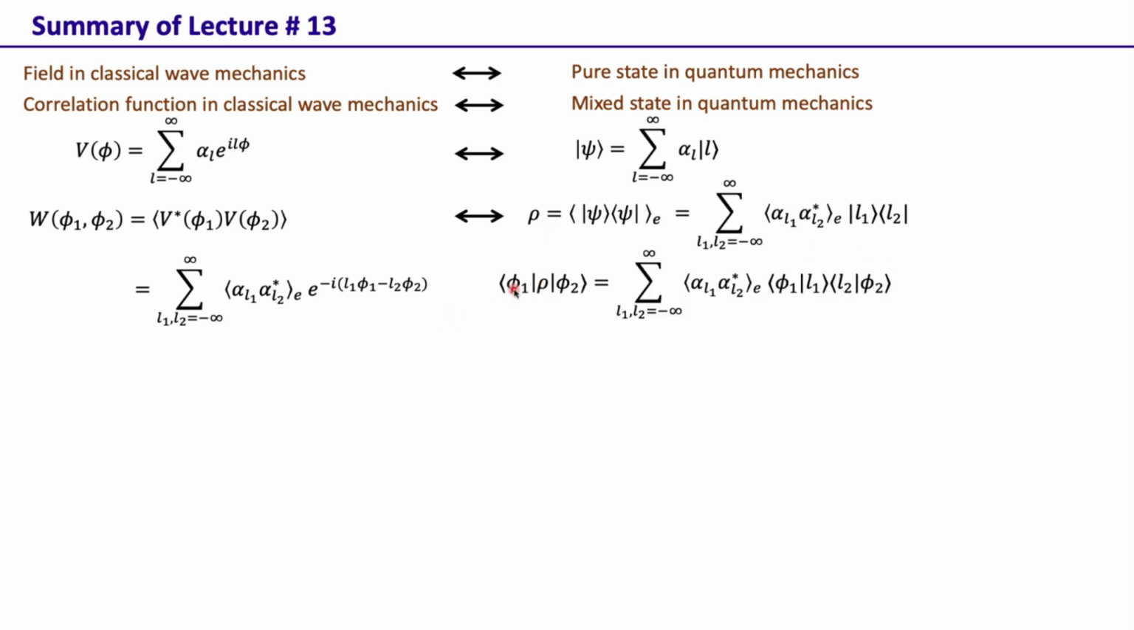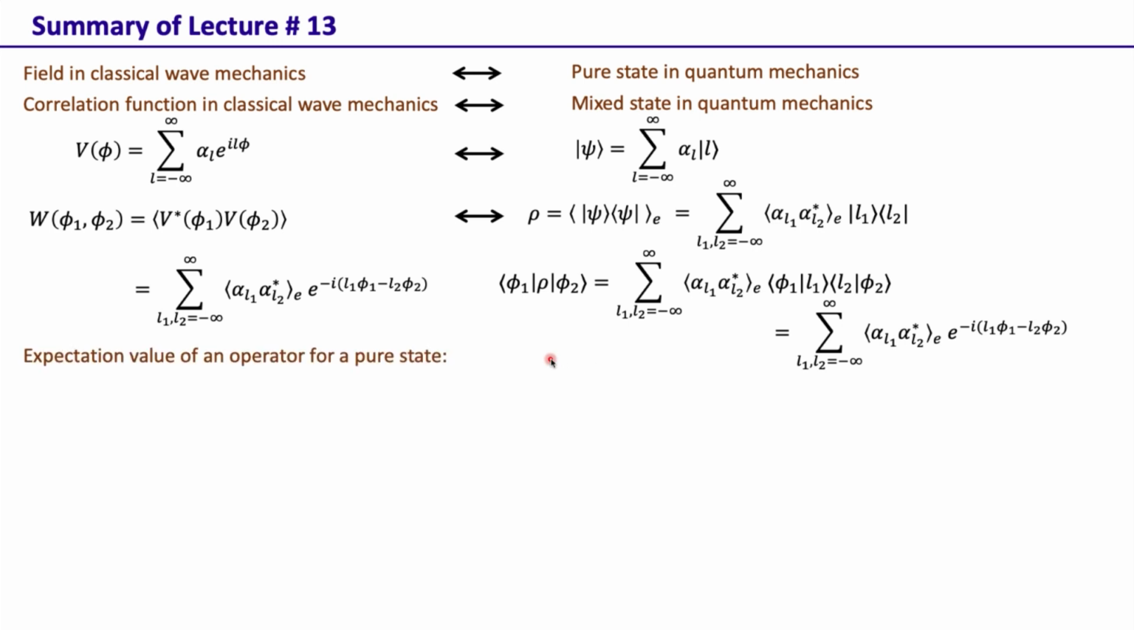Now if we take the matrix element of this rho, this density matrix, then we see that this is alpha L1, alpha L2 star, that's the ensemble average, and then we get phi 1, L1, L2, phi 2. And this is essentially the angle representation of the orbital angular momentum mode, and phi 1, L1 is essentially e to the minus i L1 phi 1, and so this matrix element we can represent like this. So we see that the density matrix element and this cross correlation function are doing pretty much an analogous job.